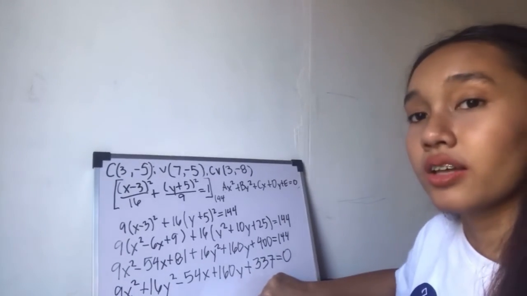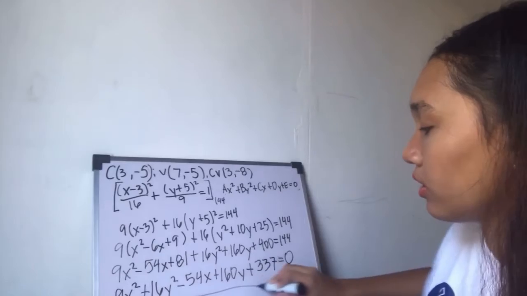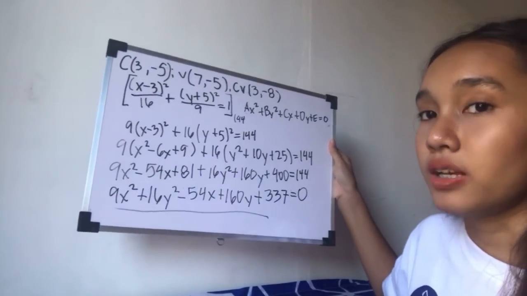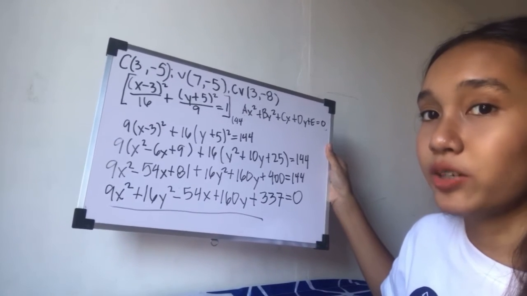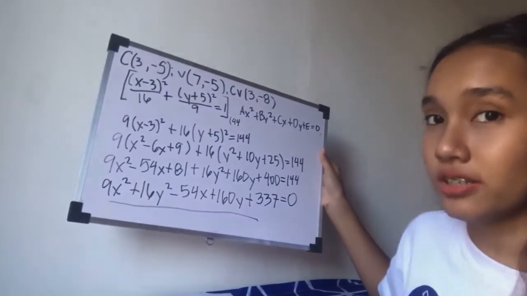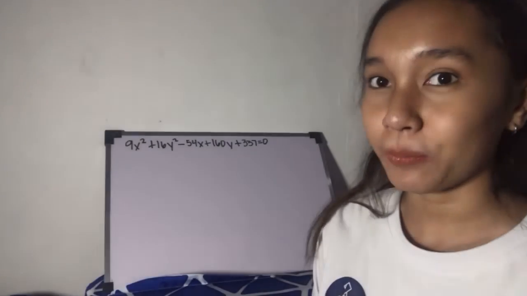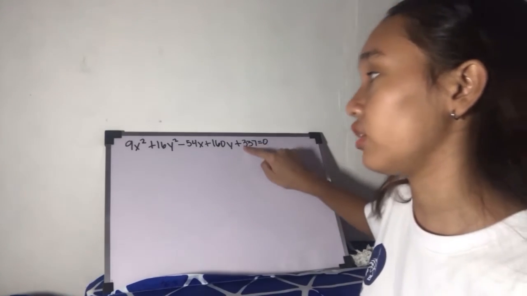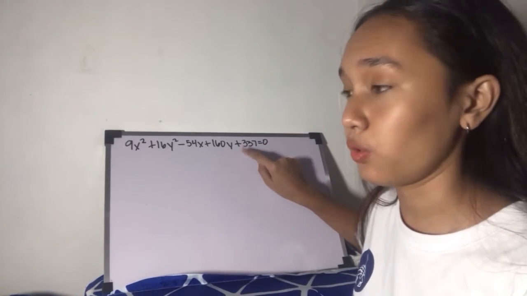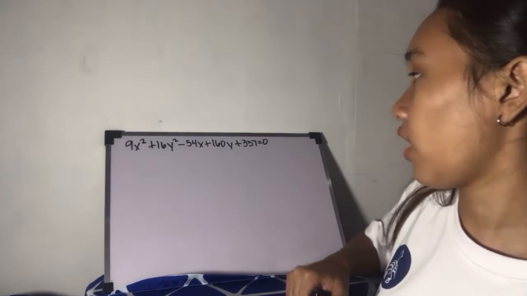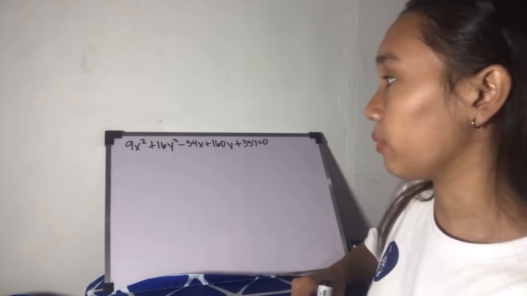And that is the general equation: 9x squared plus 16y squared plus 54x plus 160y plus 337 equals 0. For the next example, we are going to find the properties of an ellipse with general equation. To do that, we are going to transform this general equation into a standard equation. To do that, we are going to move together all terms with the same variables.